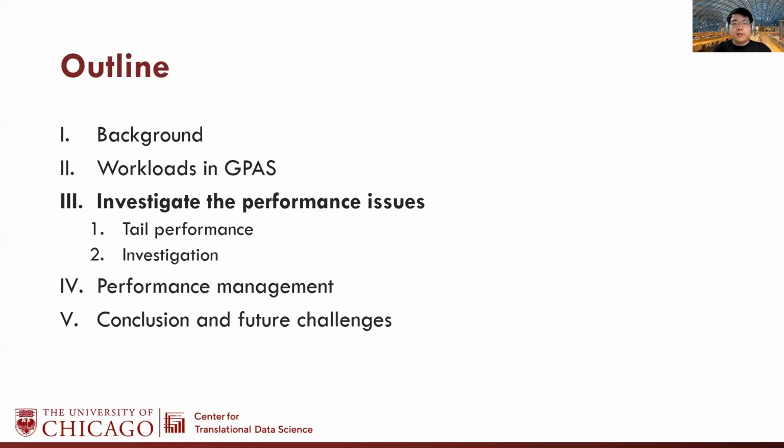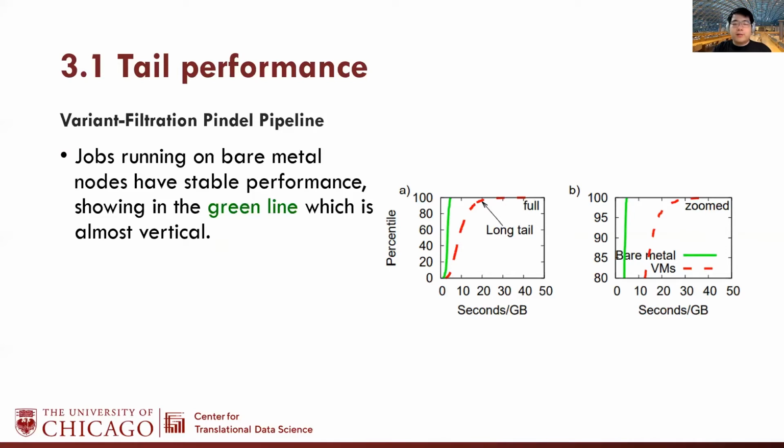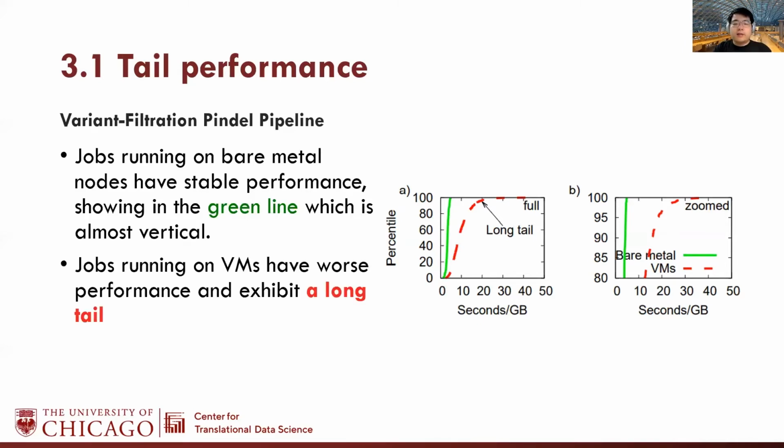Now in this section, I will discuss the issue of tail performance that we found in our VMs. Here we look at the CDF of performance for a pipeline called the variant filtration indel pipeline. The green line stands for the jobs running on bare metal nodes, which have more stable performance, and the line is nearly vertical. However, the red dashed line shows that the jobs running on VMs perform worse and show a long tail.